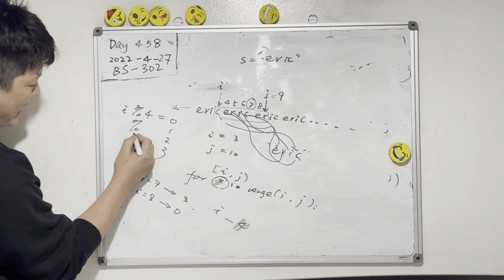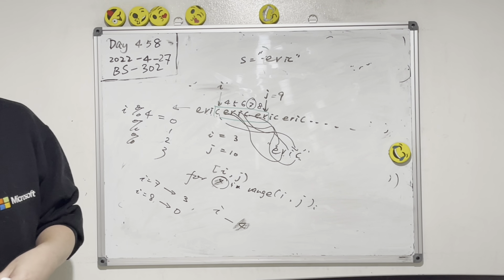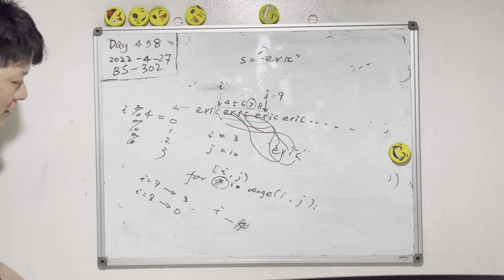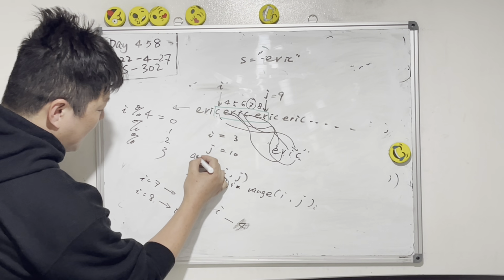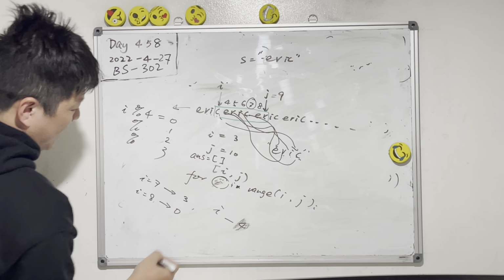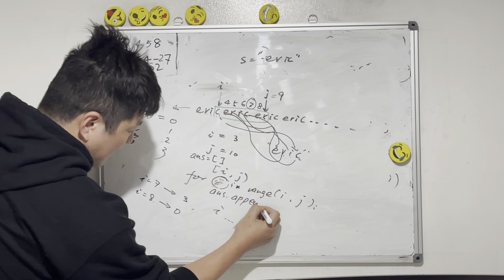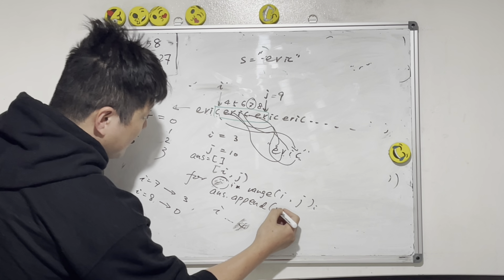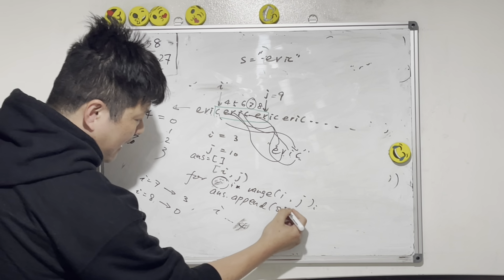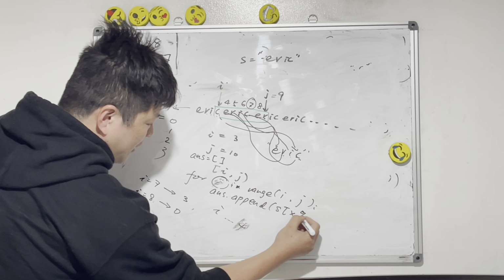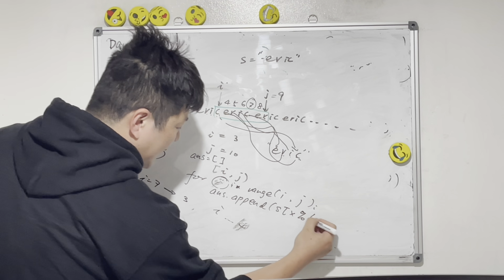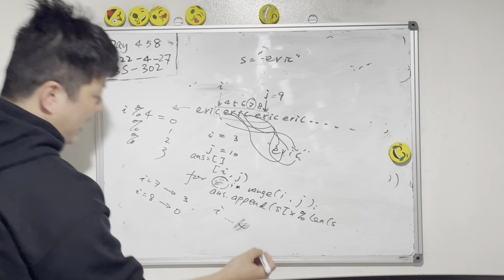Yeah, modulus. So we can just do this. Answer equals, at the beginning we put in a list. Then answer dot append the original copy, let's say x modulus the length of s.